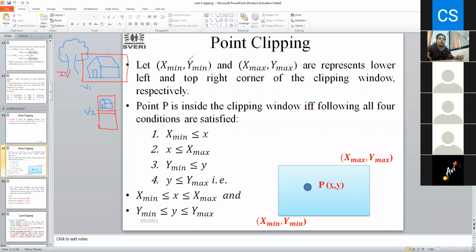So in point clipping, if the window is having the lower left corner and upper right corner as x min, y min, and x max, y max respectively. So it represents the whole boundary of the clipping window. And P is inside. When can we say P is inside this window? When x coordinate is in between x min and x max and y coordinate is in between y min and y max.